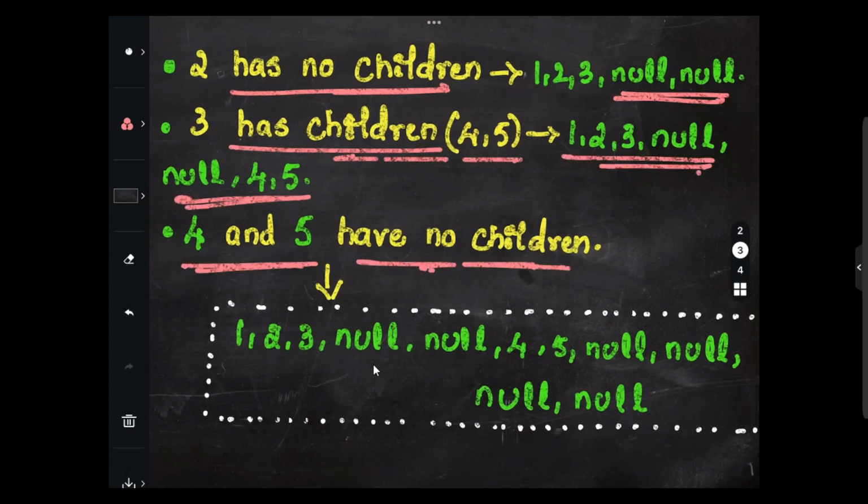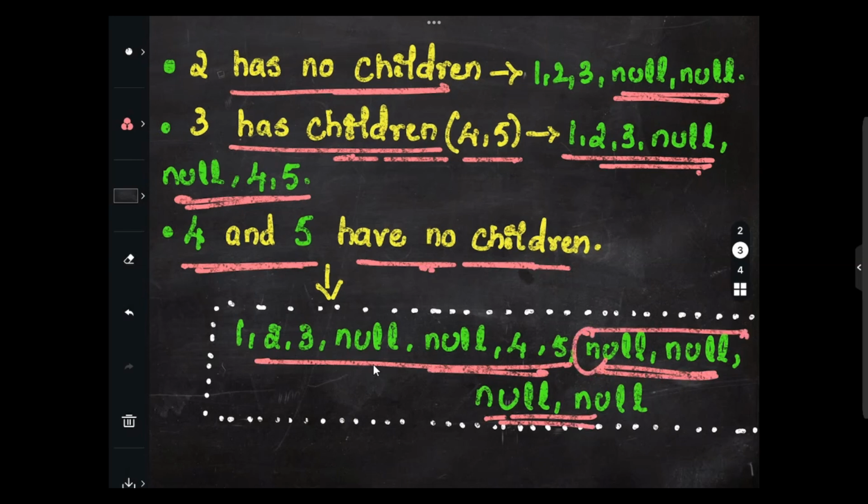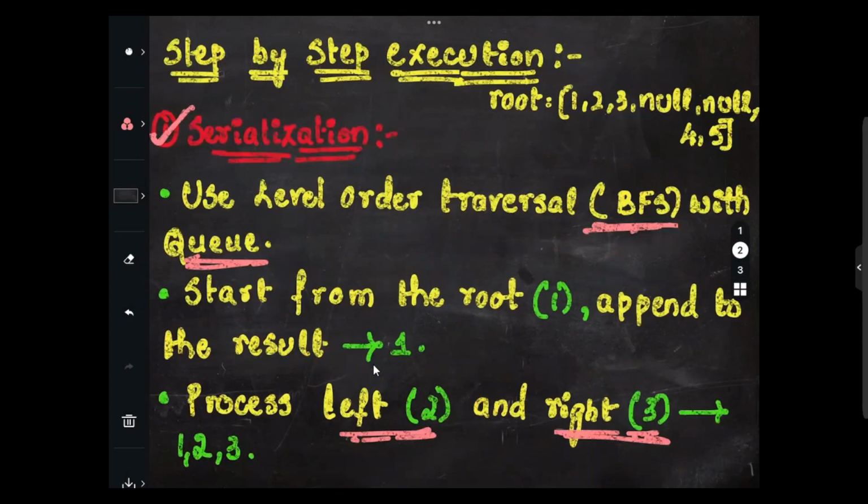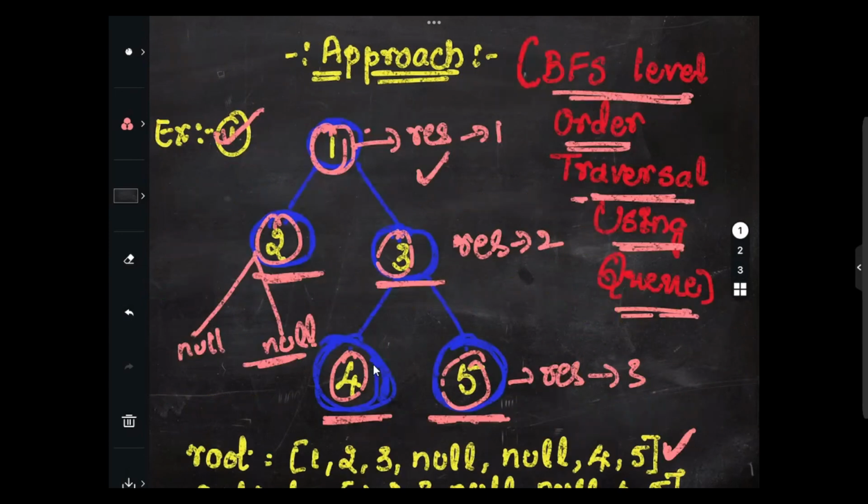4 and 5 have no children, so now we will stop. 1 2 3 null 4 5 null it will be, right? So null we will not be considering this one because both don't have children. So here, let me come here, this one. 4 and 5, both the values don't have the children here, right? So we'll not give null here. We don't have the next level at all, right?